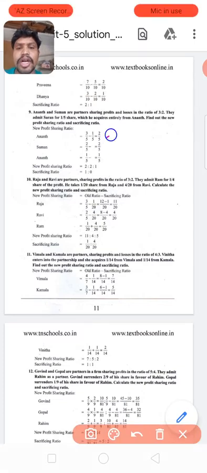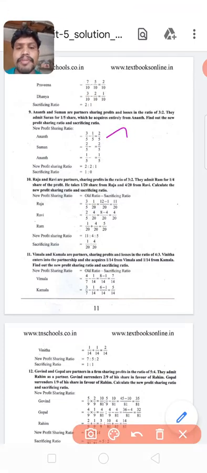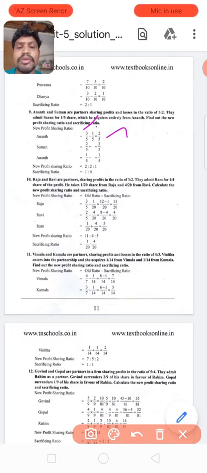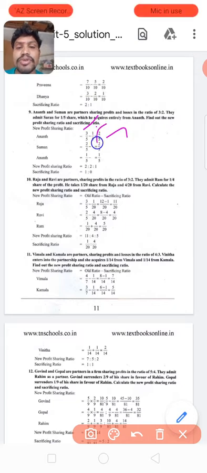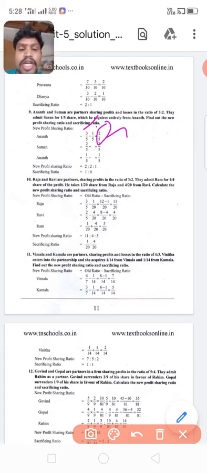So for Anand, the old ratio is 3 by 5. What is the sacrifice ratio? 1 by 5. So we have to subtract the sacrifice ratio from the old ratio. What is the answer? 2 by 5 is the new ratio. 2 by 5 is the new ratio for Anand, right, my dear students?